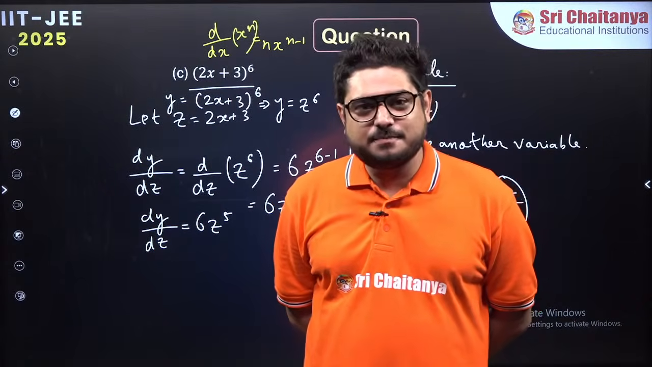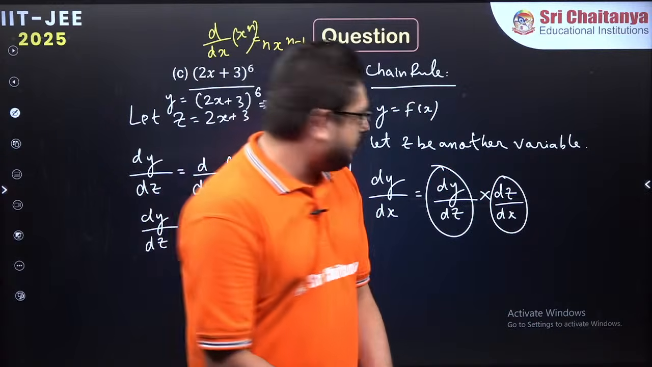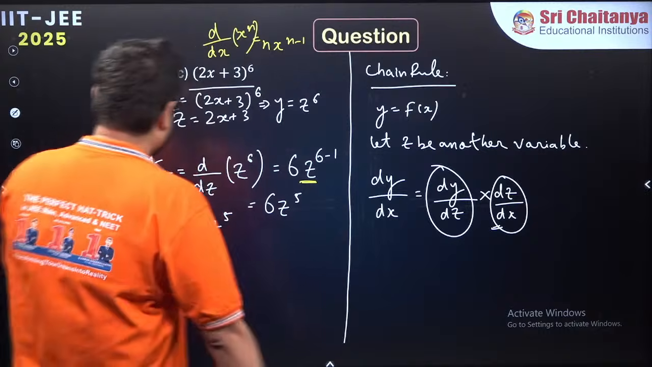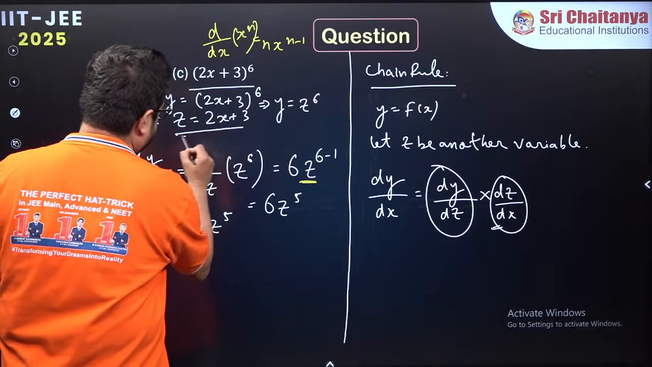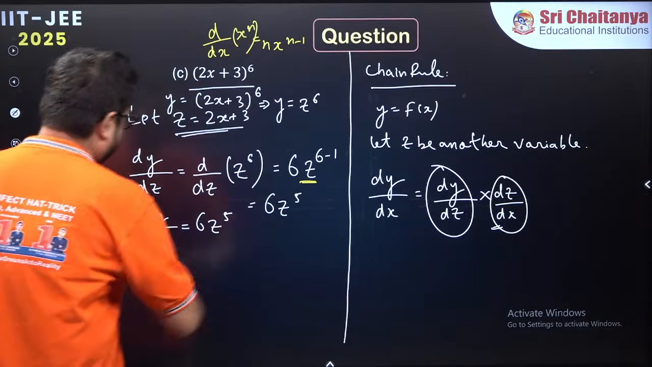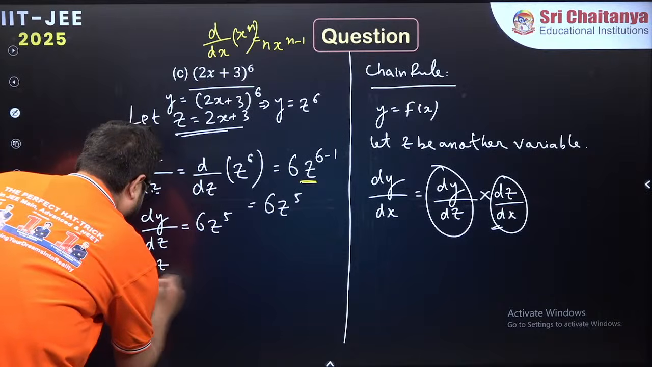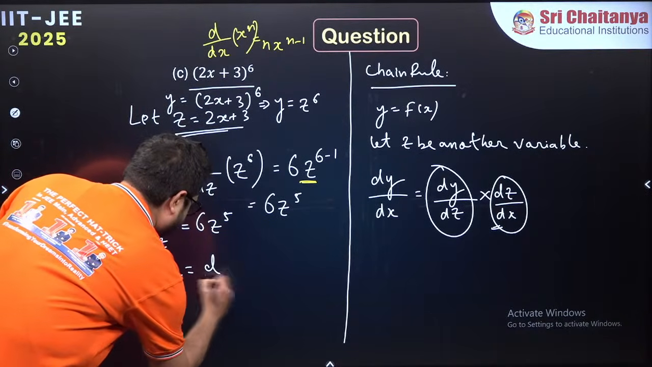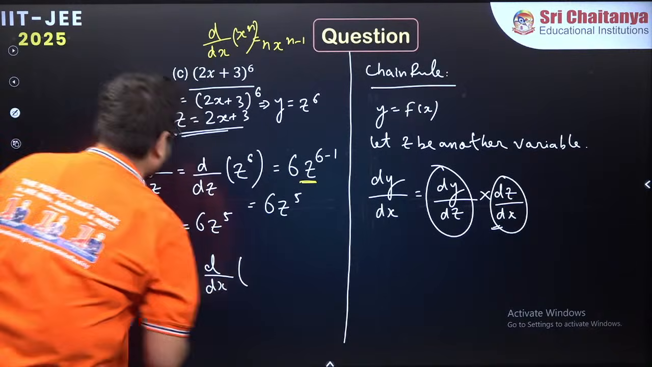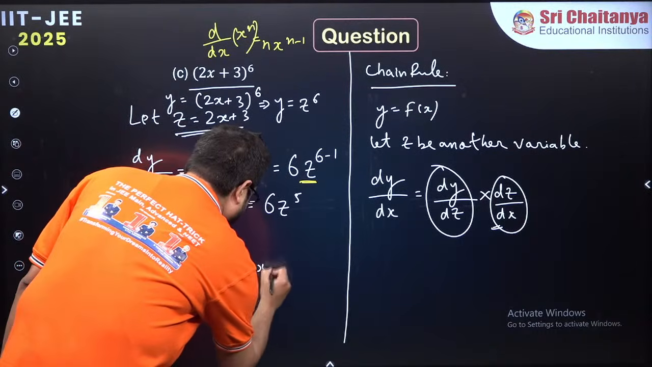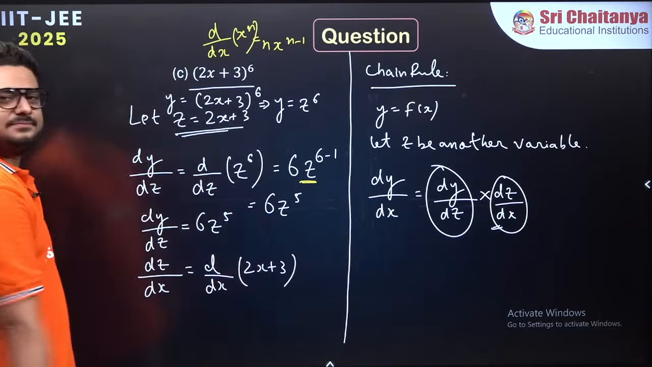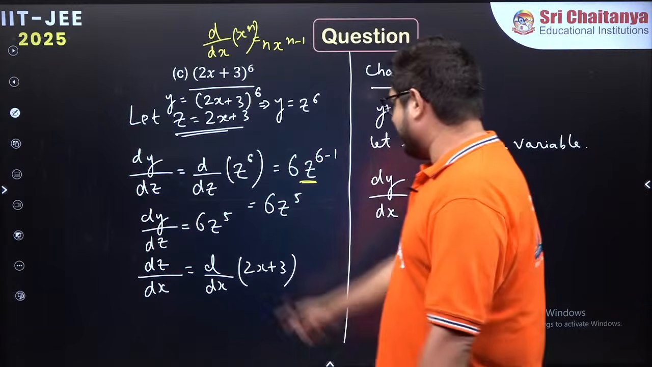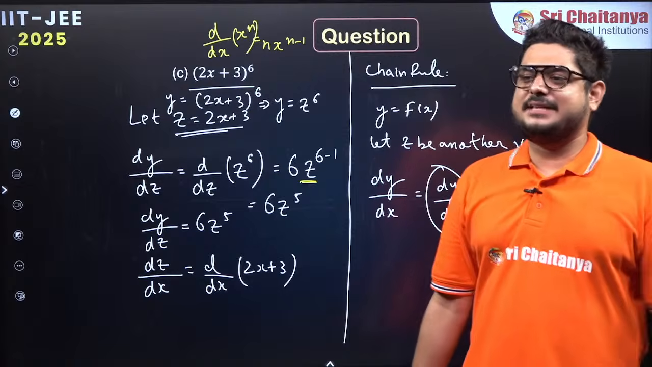Now what we have to do? Now we need to find out this, which is dz by dx. And z was already being given, isn't it? This was the value of z. Now we need to differentiate dz by dx. That means d by dx of z is d by dx of 2x plus 3. Now can you people tell me what is going to be d by dx of 2x plus 3? Give me the answer.